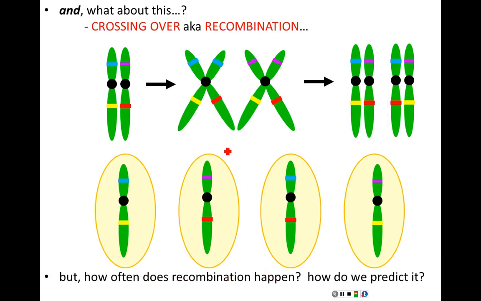So if we get all combinations, but we don't get them in equal numbers, how do we predict genetics? How do we predict inheritance? How do we know how often this recombination happens? How do we measure or predict the frequency of the recombination? And that's really what we're going to talk about for the entire lecture today.